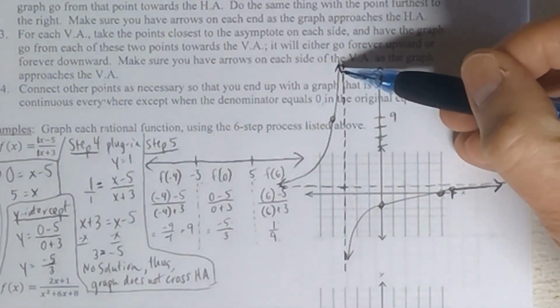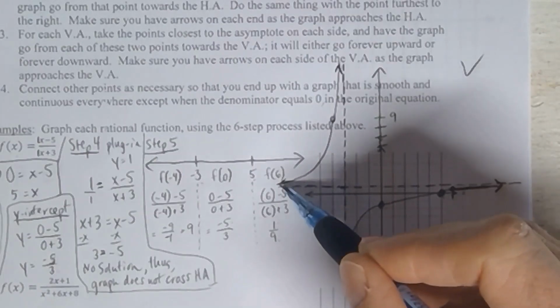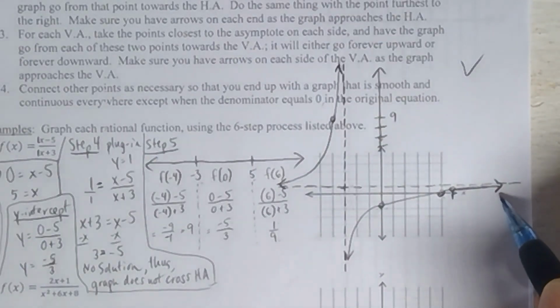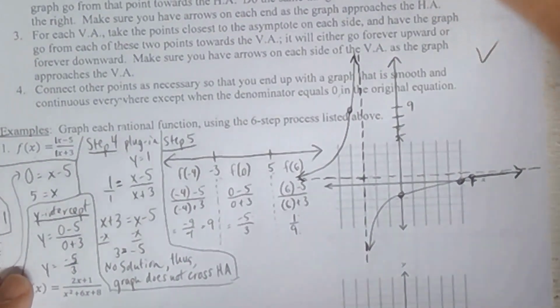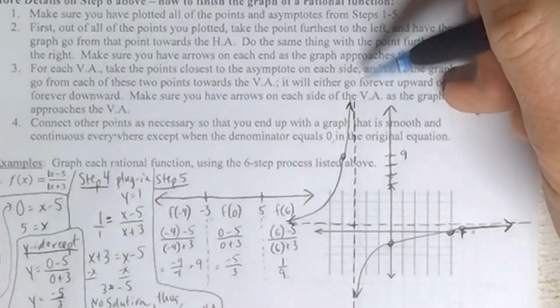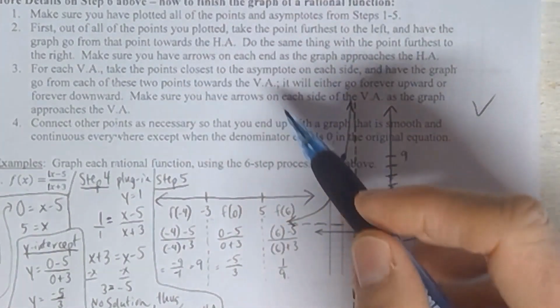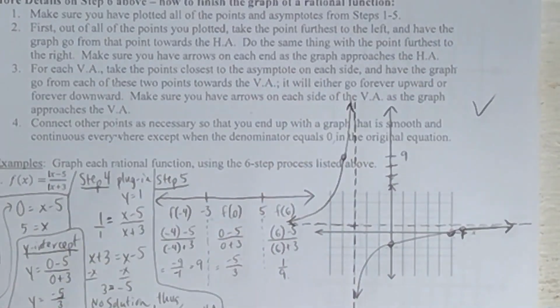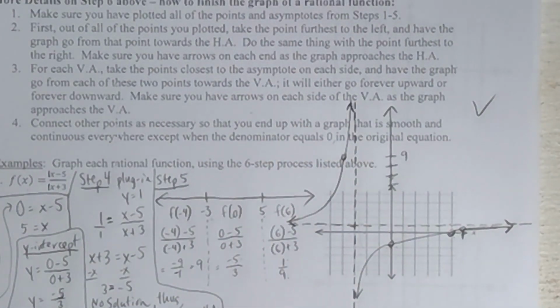Don't forget, you've got to have arrows when it gets closer and closer to the vertical asymptote, and you've got to have arrows when it gets closer and closer to the horizontal asymptote. I mentioned that in the last sentence of the second and third step right here. It says arrows there and arrows here. So do that. Yes, there's a lot of stuff that we just did on that problem. That was just problem number 1.